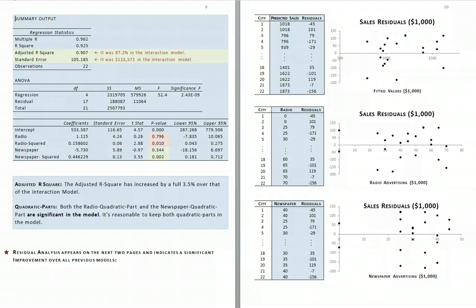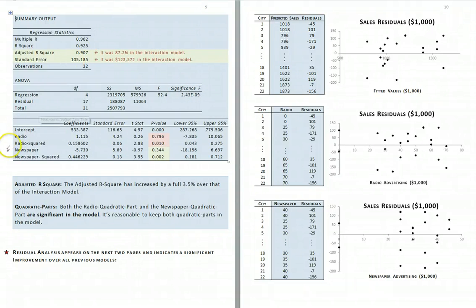We've moved to the next page. The double quadratic model has an adjusted R squared of 90.7%, an improvement over the 87.2% of the interaction model from last time. The residual standard deviation of $105,185 is also an improvement over that of the interaction model from last time. The double quadratic model tests as useful.